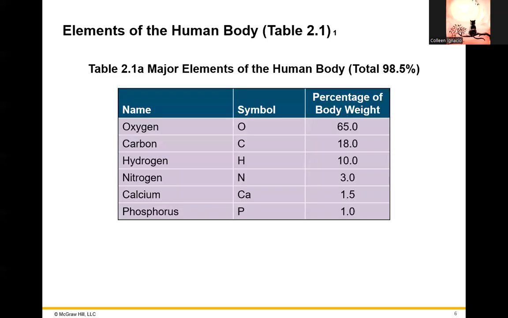And this is a great little table if you're a visual learner and you like to look at tables. This table shows you not only the name of those six major elements, but it also gives you the symbol. On the periodic table of elements, usually the element is represented by a capital letter, sometimes a capital letter and a lowercase letter, as is the case with calcium. And this breaks down the percentage of the body weight. Oxygen is 65% of our body weight, which is quite amazing.